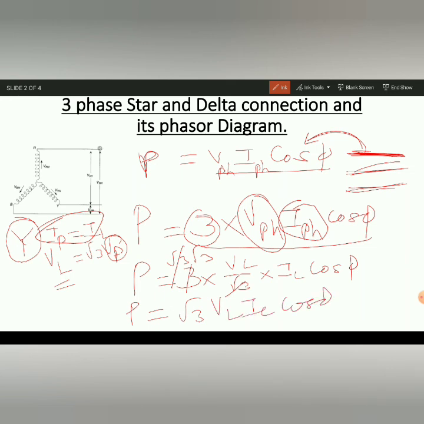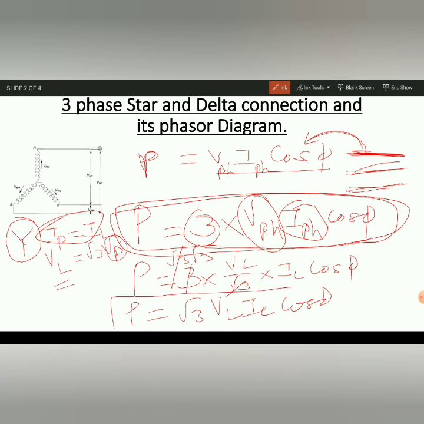Okay, so in terms of phase voltage and phase current, if you are finding the power, it is 3 Vp Ip cos phi. But in terms of line voltage and line current, it is root 3 VL IL cos phi. Let us think about the delta connection. What is the formula in here? Okay, for delta connection.